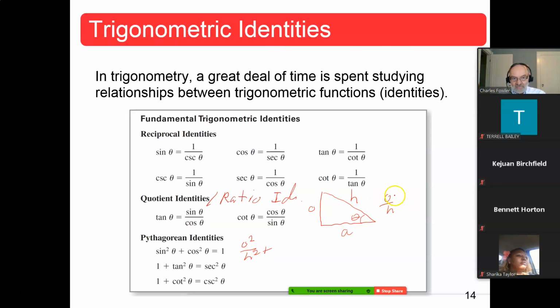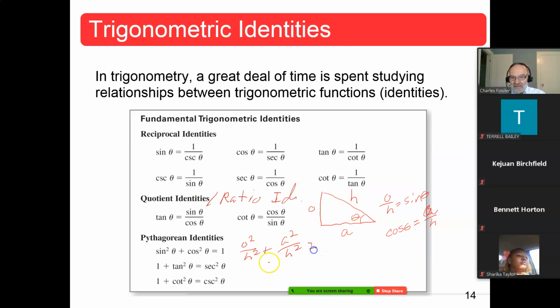Plus, what is cosine? This is sine: Some old hen. What is cosine? Caught another hen. That's adjacent over hypotenuse. So the square of cosine would be adjacent squared over hypotenuse squared, right? This is for any angle whatsoever. This isn't one of our special angles. Any angle in a right triangle is going to have that relationship.